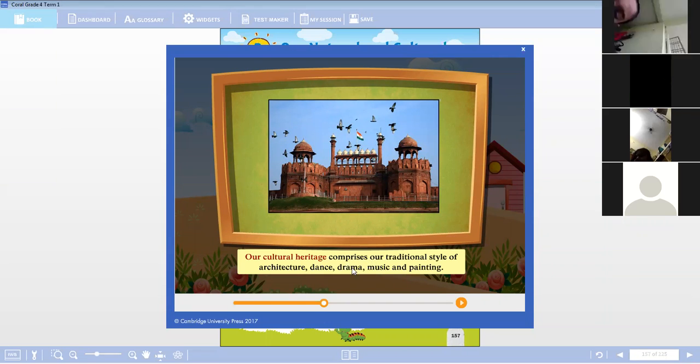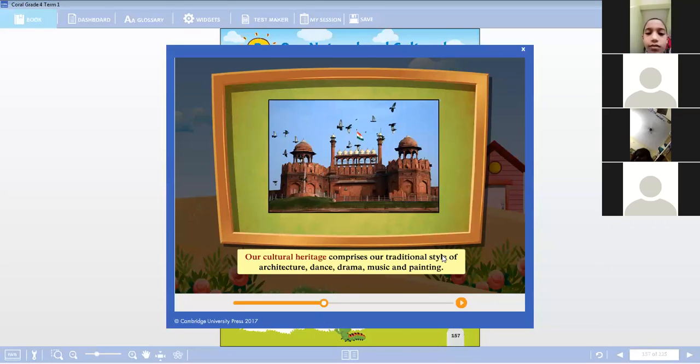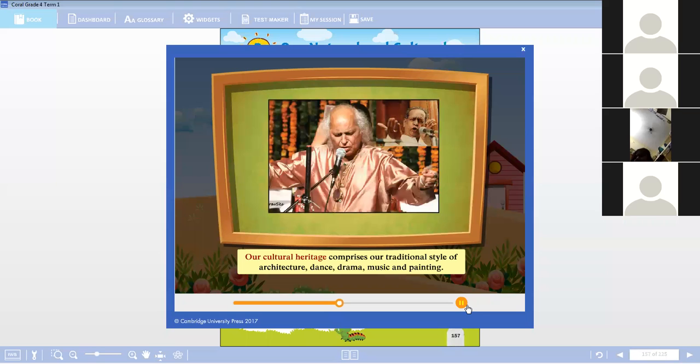Cultural heritage, children, comprises our traditional style of architecture. Architecture means the way of constructing buildings. These types of building constructions are only found in India. Every nation has its own separate design of architecture. Our temples are a great example, children. Our temple architecture is very special. Those kinds of designs or temples can't be seen in any other country. They give a special pride to our country. And dance, drama, music, and painting also include our cultural heritage.